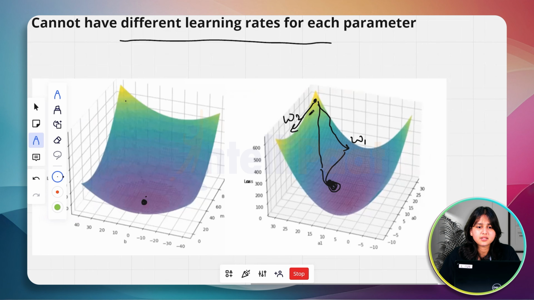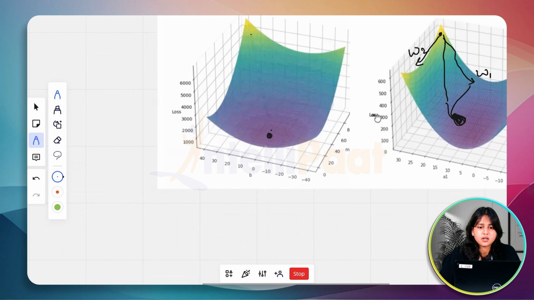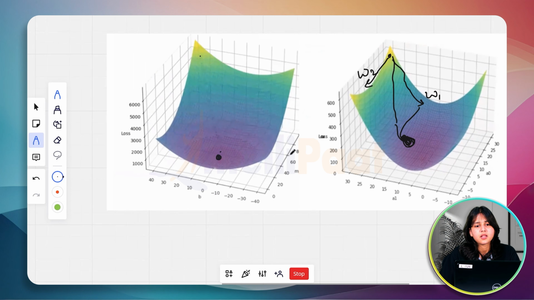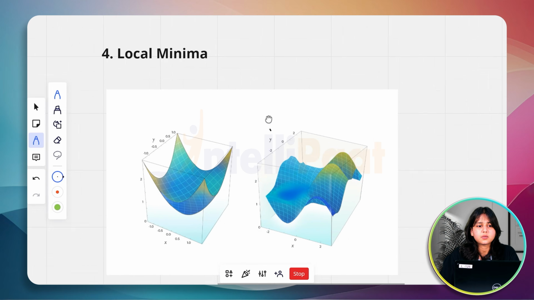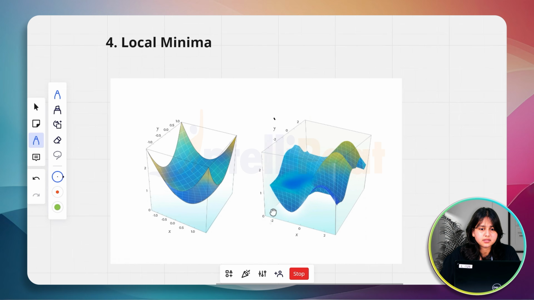So what we need is to train our weights in such a way that one weight might have a different learning rate and the other weight might have a different learning rate, so that we reach the global minima optimally, right? The other one is local minima, which we've already discussed.